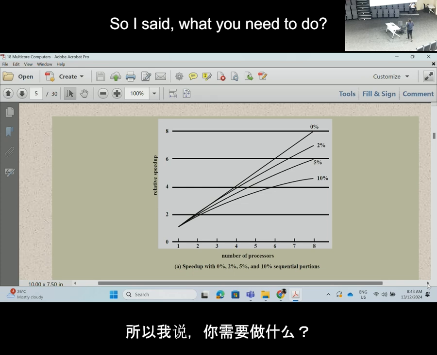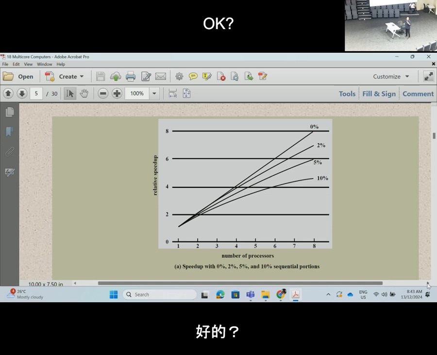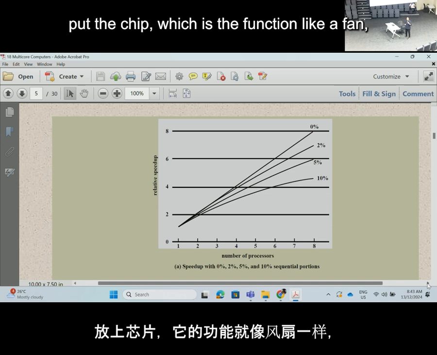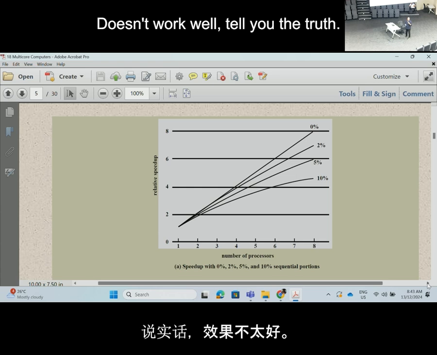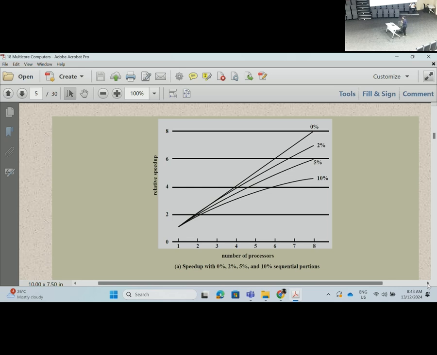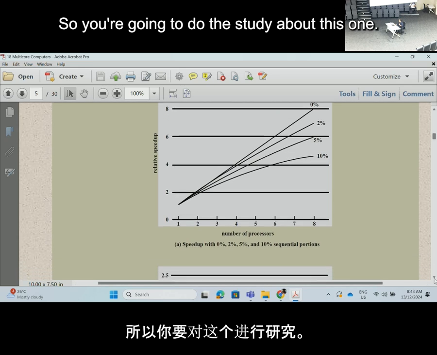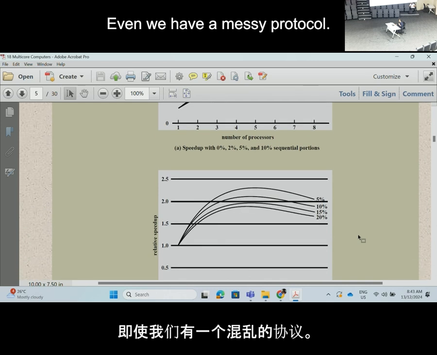So I said, what you need to do is always clean the memory. He said, oh, I want to buy the iPhone 16 because it has a chip that functions like a fan in a laptop, the board. To tell you the truth, it doesn't work well. So you're going to do the study about this one. This is one more, okay? Even when we have a massive protocol.